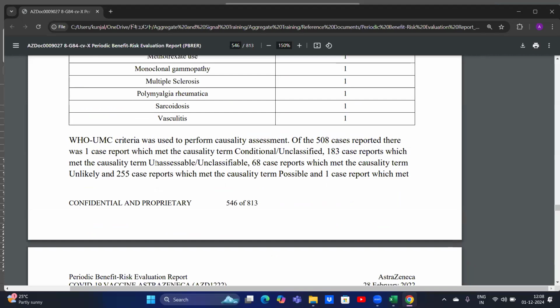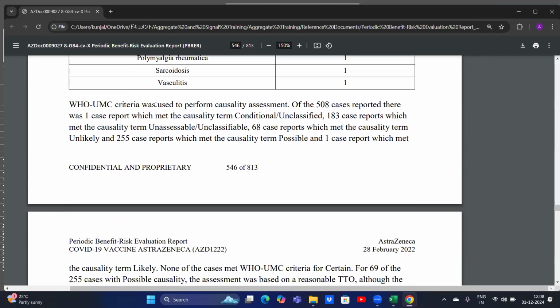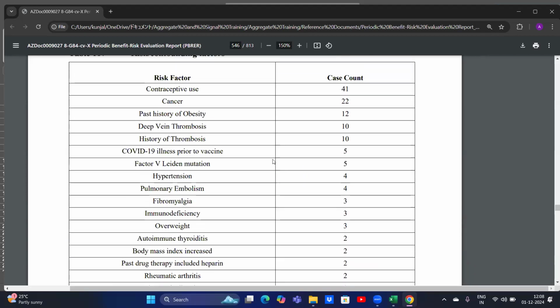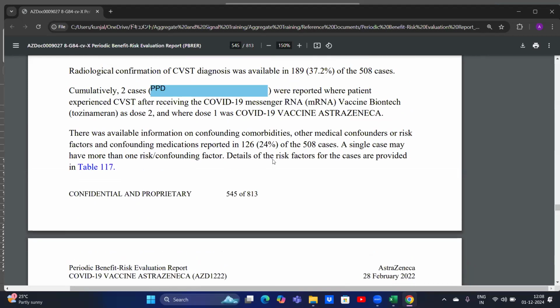See, you can see causality used to perform causality assessment. Of the 500 cases reported, there was one case report which met the causality for conditional or unclassified, and 183 which met the causality for unassessable. So they have used the WHO UMC criteria. So you don't have to go into this. Whatever you have learned, just present based on that.